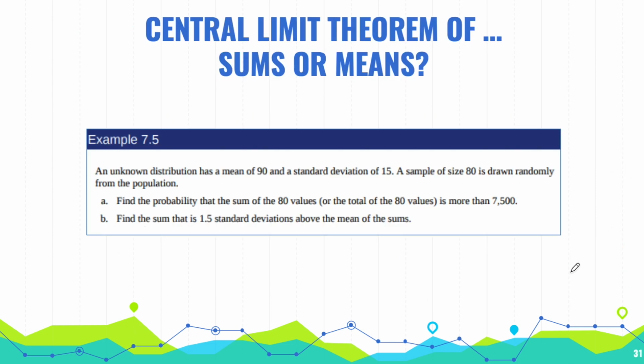So let's look at this example. Is this about the central limit theorem of sums or means? An unknown distribution has a mean of 90 and a standard deviation of 15. A sample size of 80 is drawn randomly from a population. Find the probability that the sum of the 80 values, or the total of the 80 values, is more than 7,500. Find the sum that is 1.5 standard deviations above the mean of the sums.